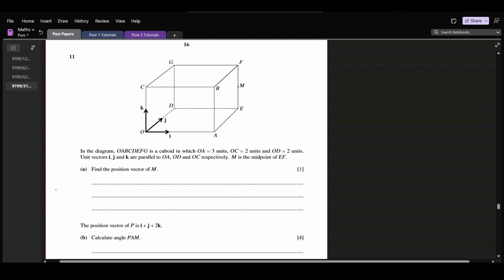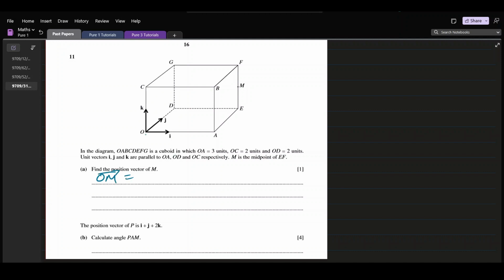Number 11. In the diagram, OABCDEFG is a cuboid in which OA is 3 units, OC is 2 units, OD is 2 units. Unit vectors i, j, and k are parallel to OA, OD, and OC respectively. M is the midpoint of EF. Find the position vector of M. So what we can do, we want OM.